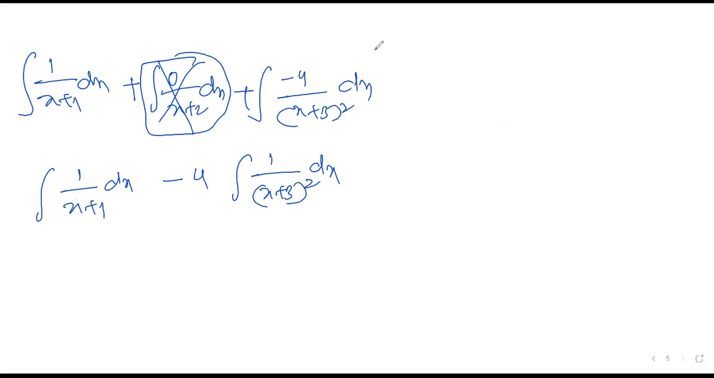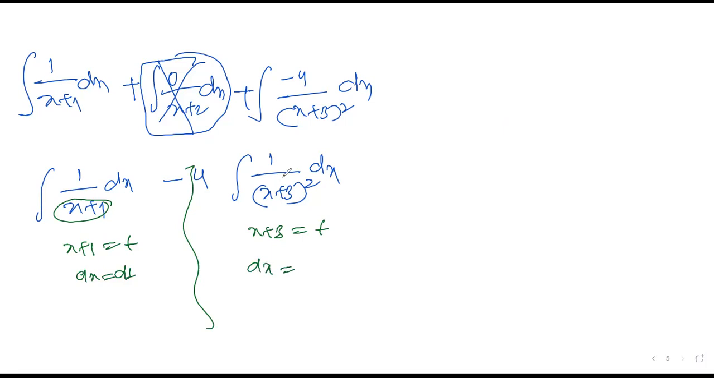Now next, how to apply the method? It's a very simple method. You can take it as t. For this case, x plus 1 is equal to t. Here x plus 2 is equal to t, you take. So x plus 1 is equal to t means dx is equal to dt. Sir, here also x plus 2 whole square, sir. x plus 2 or x plus 3? x plus 2 only, right? Yes, sir. x plus 2. Okay, don't be confused. x plus 2 is equal to t, so dx is equal to dt. It's enough.